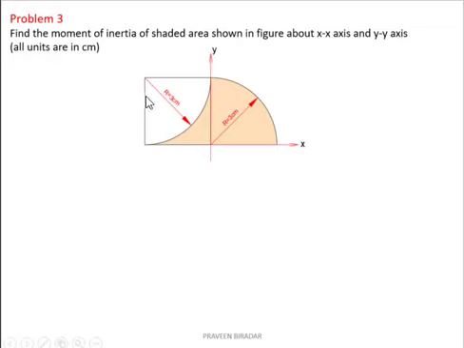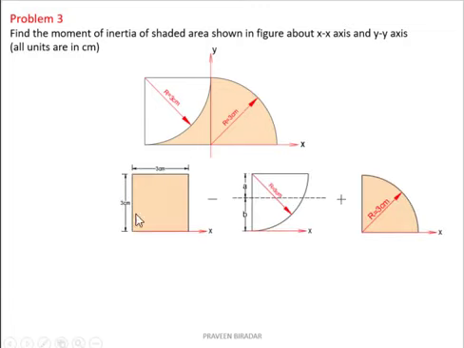Problem number 3. Find the moment of inertia of the shaded area shown in figure about x-axis and y-axis. So this is given. The shaded area moment of inertia you need to find. So how many regular figures do you have? One is a rectangle, second is a quarter circle, third is a quarter circle. This solid area I have to take. In that I have to deduct this. If I deduct this, then the third one I need to add. So x-axis is that base.